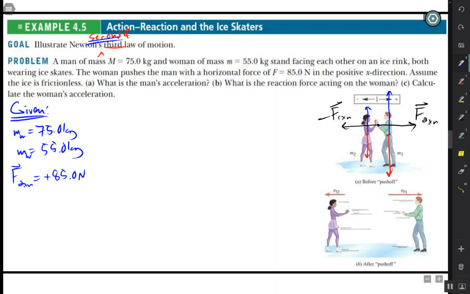We're actually solving for three things here, one which almost immediately comes to us. A is the acceleration of the man, and B, the reaction force, and C, the acceleration of the woman. Okay?